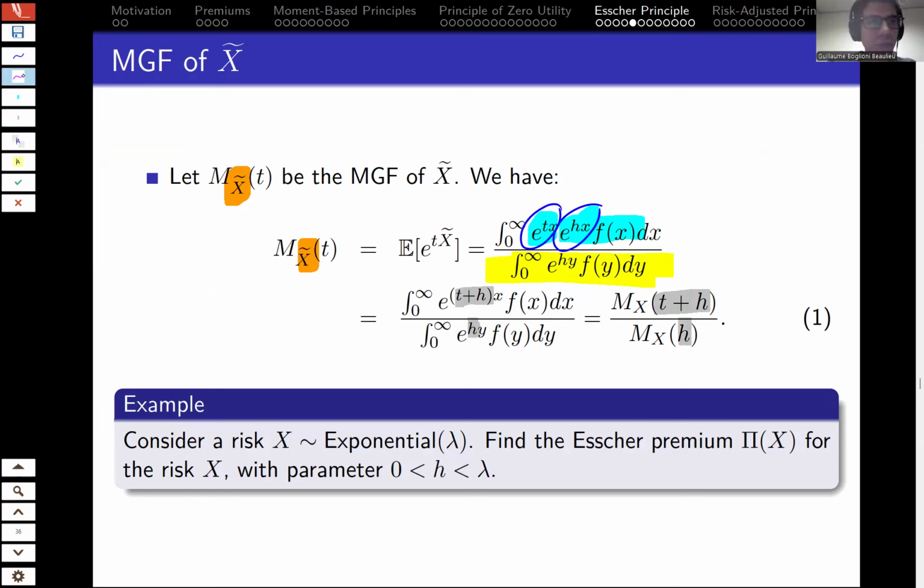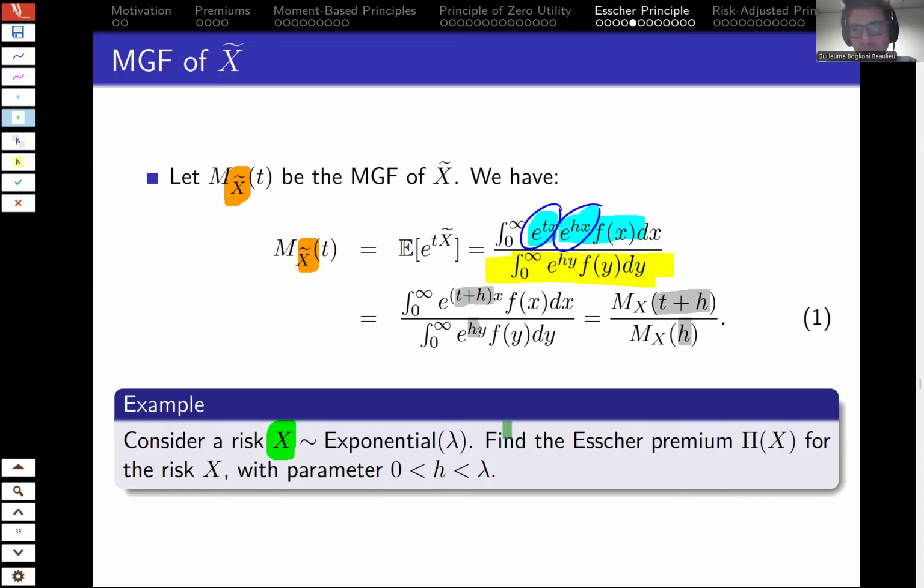Okay, so this gives us a pretty simple expression for the MGF of x tilde as a function of the MGF of x, which is quite convenient for calculations and proofs. Now, an example. Assume the specific case where the initial risk is exponential. Find the Esscher premium pi x for this risk x. And then you can assume that h is smaller than lambda.